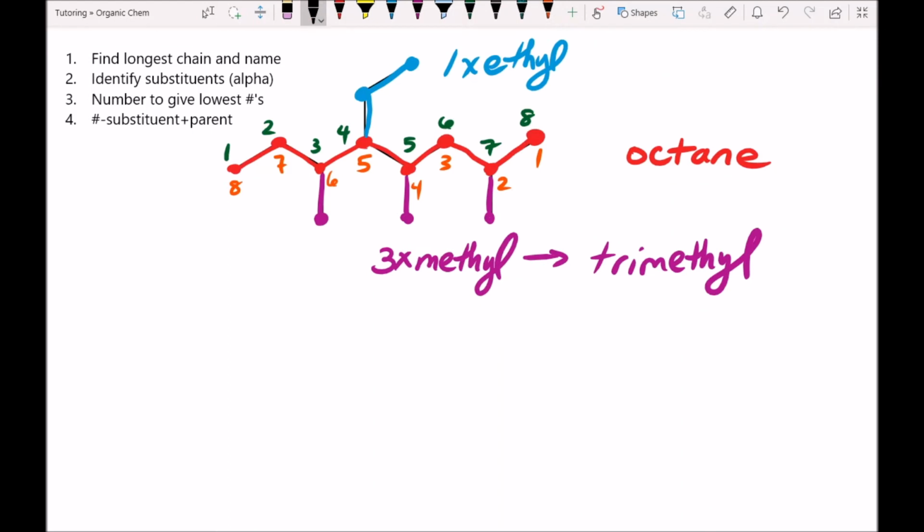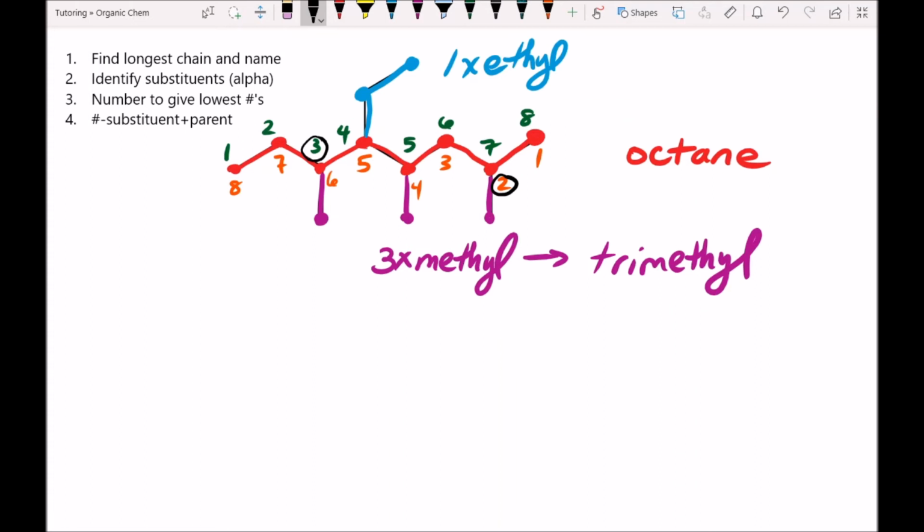This first point of difference rule says that we want to choose the numbering direction that gives the lower number to the first point of difference, that is, where we see a substituent first versus not seeing a substituent. What I mean by that is, let's look at the orange numbering. 1, 2, we run into a substituent on carbon 2. The green numbering, 1, 2, 3. It's not until the 3rd carbon that we find the first substituent. So we choose the orange numbering system because we want the lower number for the first substituent.